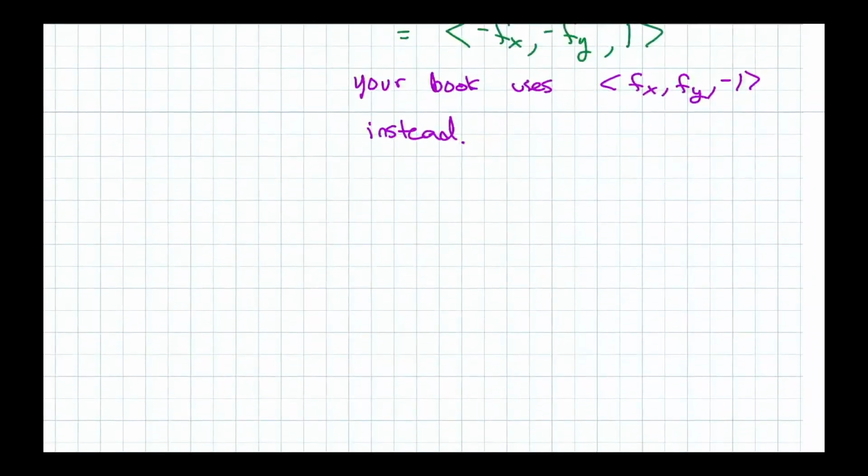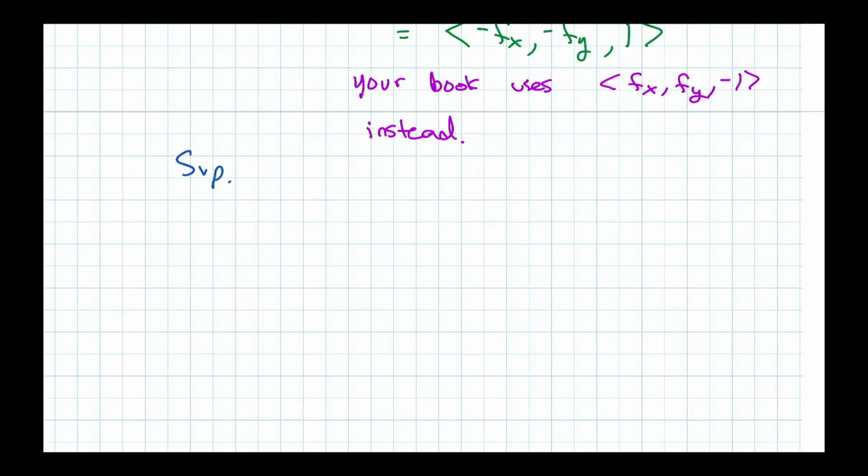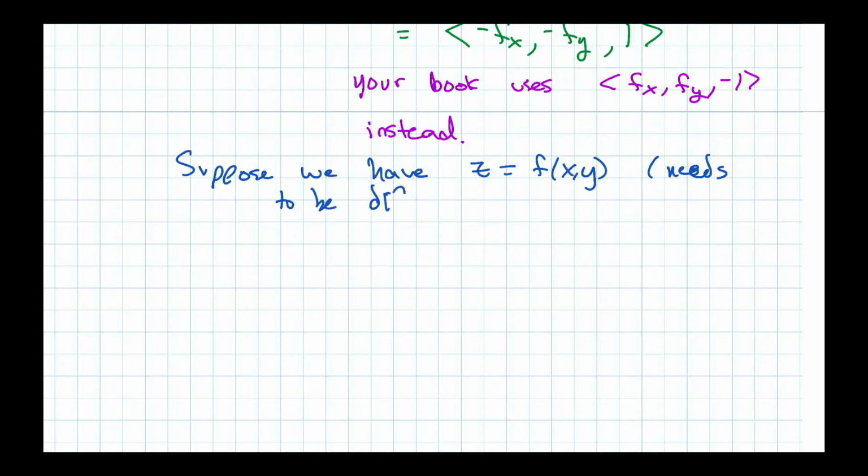Okay, so having said that, let's continue on and let's write the equation of the tangent plane. So let's do our setup here. Suppose we have z equals f(x, y). That's going to need to have derivatives that exist and everything. It needs to be differentiable because we're taking derivatives. Okay. And we have a point where we want to compute the tangent plane.